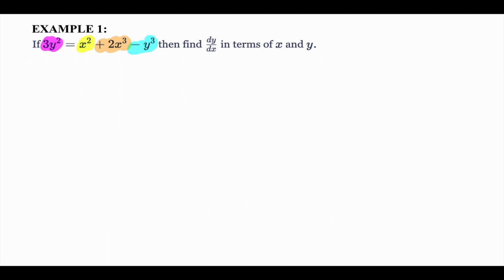First thing is the pink, 3y squared. So how do you think I'm going to find the derivative? What is the derivative of 3y squared? 6y. But I found a derivative of y, right? So I have to give it that tag, dy over dx. Anytime I find the derivative of y, I want to give it that tag.